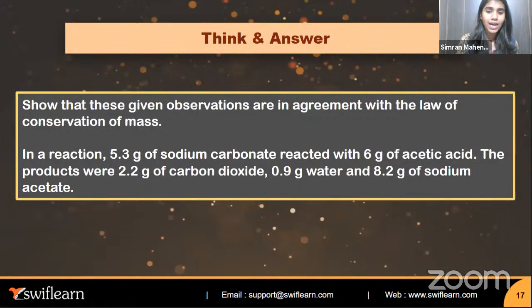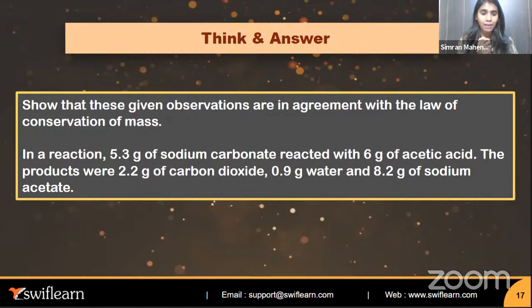Now let us try to know whether we have got the concept clear, for which I'm going to give you a question. Try to answer the question. In a reaction, you have taken 5.3 gram of sodium carbonate, and you're reacting it with 6 gram of acetic acid. So these are the reactants. When you mix both of them, you're getting products as 2.2 gram of carbon dioxide, 0.9 gram of water, and 8.3 gram of sodium acetate. So these are the reactants and these are the products.